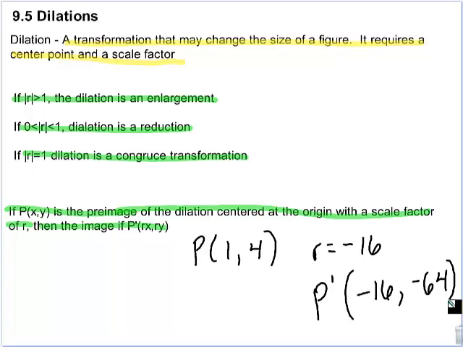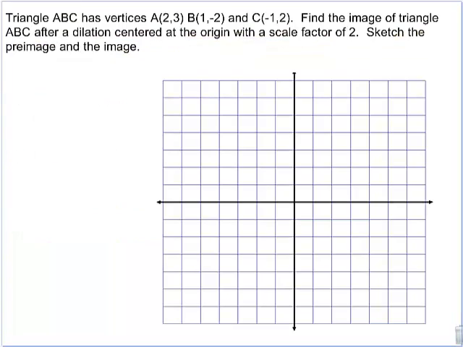All right, so let's look and see if we can do this. So here I have triangle ABC. A is at (2, 3), B is at (1, negative 2), and C is at (negative 1, 2). We want to find the image of the triangle ABC after a dilation centered at the origin with a scale factor of 2. Sketch the pre-image and the image. So what do you think we should do first with those 3 points? Plot the 3 points. All right, so we got (2, 3). There's A. (1, negative 2), that's B. And (negative 1, 2) is C.